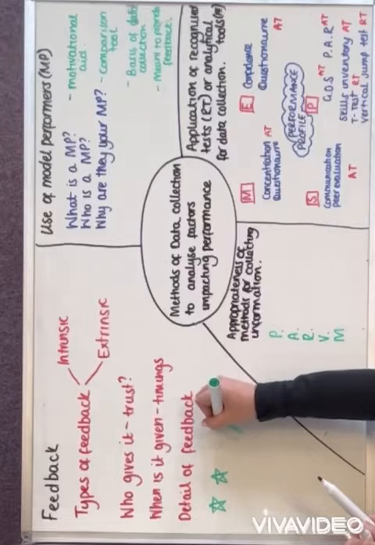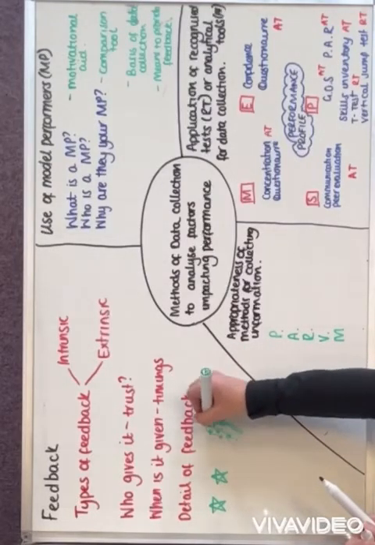Miss Gallagher has drawn us a 2 stars and a wish. So 2 things that we've done well and something that you need to work on and how you're going to work on it. That's the ideal type of feedback to get.